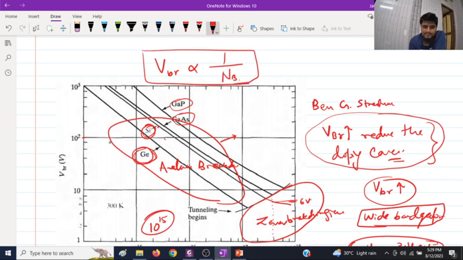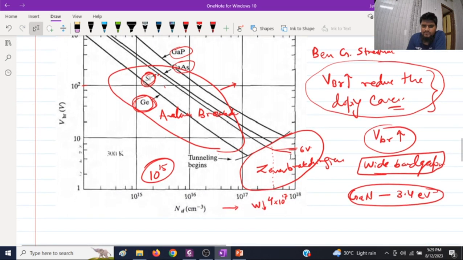You can also see that if the band gap of the material is higher, as silicon has a higher band gap compared to germanium, it has higher breakdown voltage for the same doping concentration. Likewise, gallium phosphide, for the same doping concentration, will have higher breakdown voltage compared to silicon. This is how it is decided.